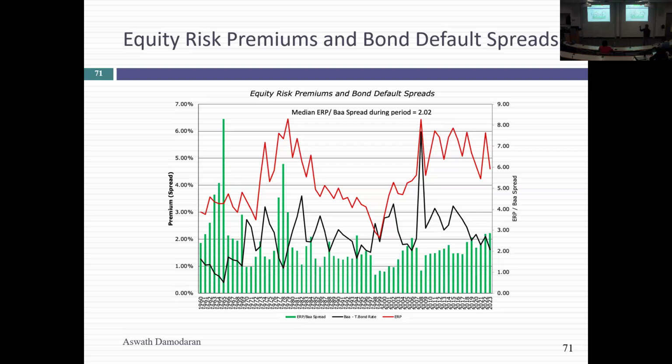So I focused on one rating, the BAA bond, and tracked it. There's no particular attachment to BAA. It's investment grade, but I could pick any rating and do this. The black line is basically the default spread in the BAA rating. The red line is my equity risk premium. Remember, price of risk in the equity market, price of risk in the bond market.